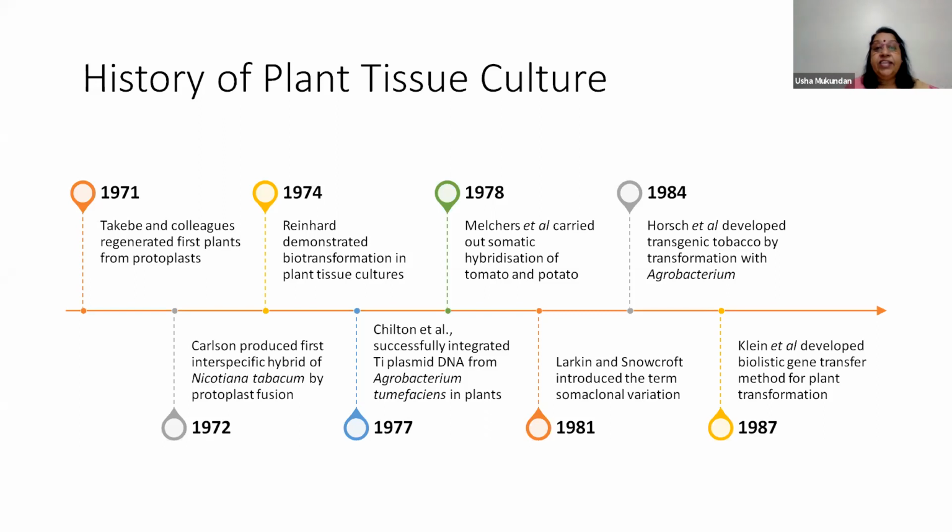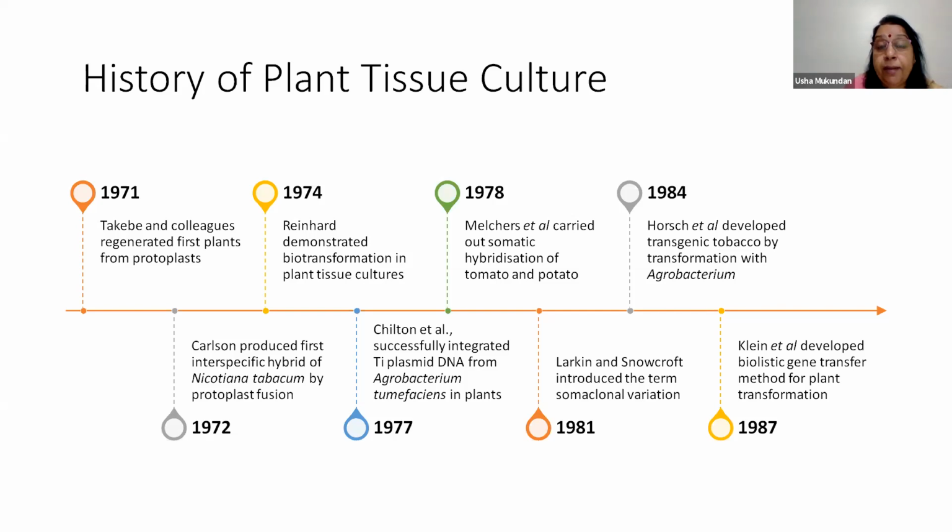Now in 1978, somatic cells of tomato and potato were hybridized to form an intergeneric hybrid, and this was achieved in vitro by Melchers and his colleague. You are going to study at length a topic on somaclonal variation. And the two scientists who coined the term somaclonal variation are Larkin and Scowcroft.